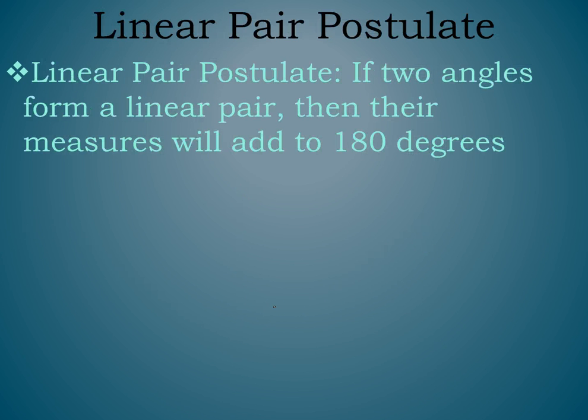Now, in addition to that, another important postulate is the linear pair postulate. This states if two angles form a linear pair, then their measures will add to be 180 degrees. So we'll recognize our linear pair looks something like along these lines. Angles 1 and 2 must add to be 180 degrees. That's what the linear pair postulate is saying.